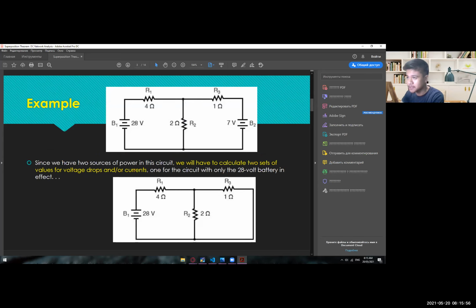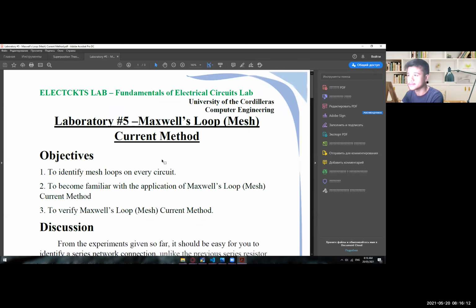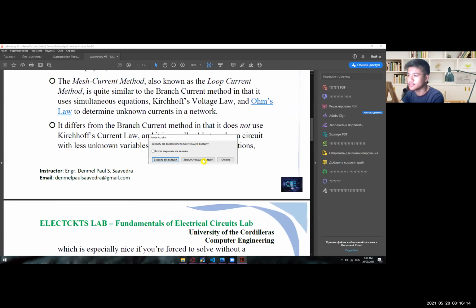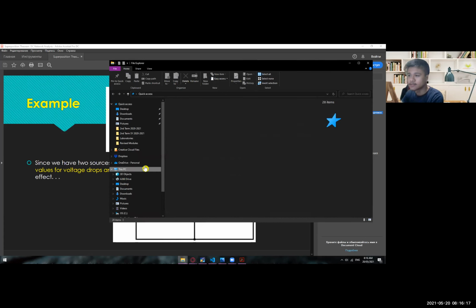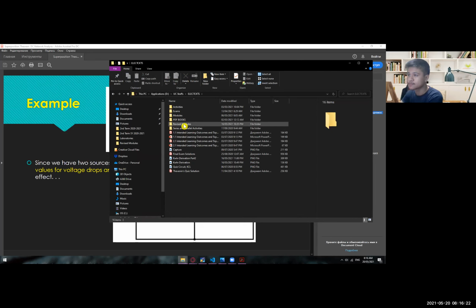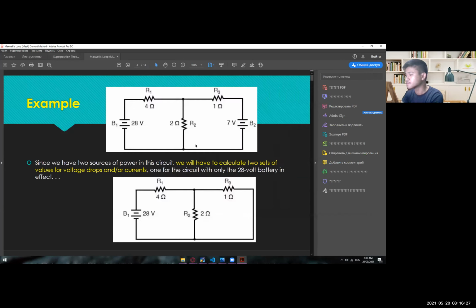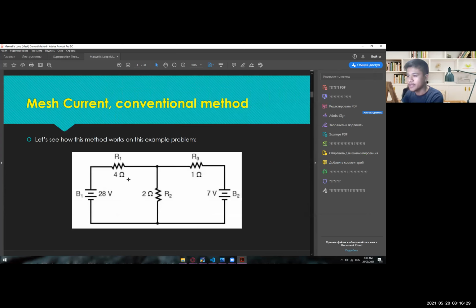One thing I would like you guys to notice is that this example was actually used in our mesh current method, or the Maxwell loop method. Let me just show that one to you. Maxwell. Oops, not this one, this is your lab. All right, we have used this one before already in Maxwell.